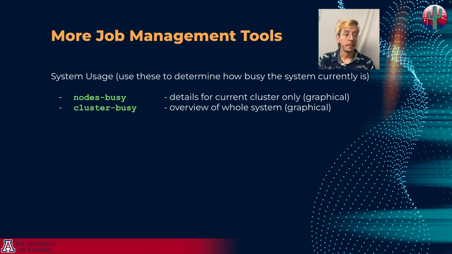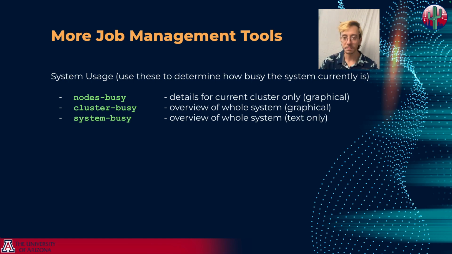The cluster busy command is very similar to the nodes busy command, except it refers to the whole system. So it doesn't matter what cluster I run this on, you'll see information about all three clusters, Puma, Ocelote, and El Gato, in order to get a graphical picture very similar to the details of the nodes, but you won't get quite so many details. It'll just tell you the overall busyness of that particular cluster.